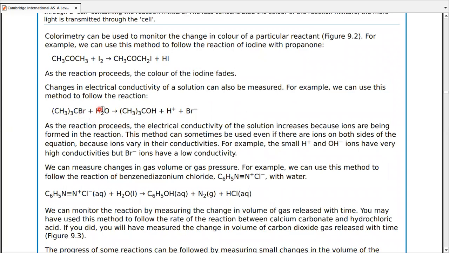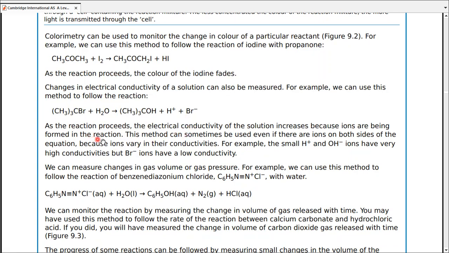For example, we can use this method to follow the reaction of trimethyl bromide with water. It produces an alcohol, hydrogen ions, plus bromide ions. As the reaction proceeds, the electrical conductivity of the solution increases. Why? Because on the left-hand side, we have larger, unionized molecules that usually will not conduct electricity better. But on the right-hand side, we have some smaller ions, such as H positive ions, which are going to be very good conductors in that case.